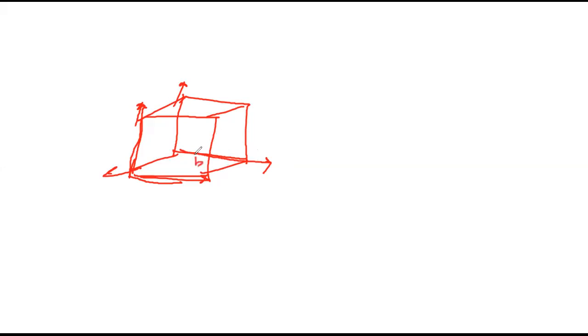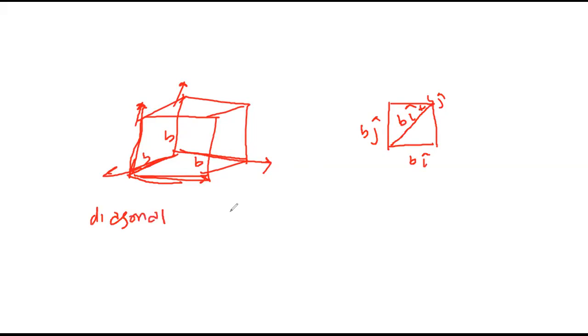So this is B, this is B. If it is a two-dimensional figure, then this is the diagonal. If I take B i cap plus B j cap, then the diagonal will be B i cap plus B j cap in vector form. Here one more axis is there, the third side. So we can say the diagonal will be B i cap plus B j cap plus B k cap.